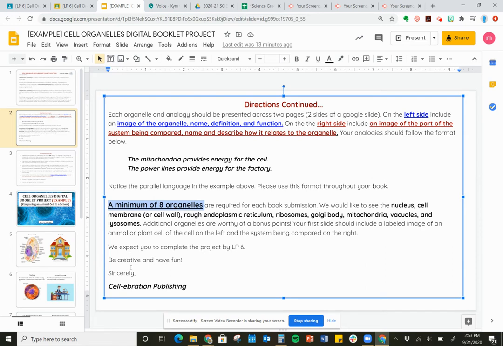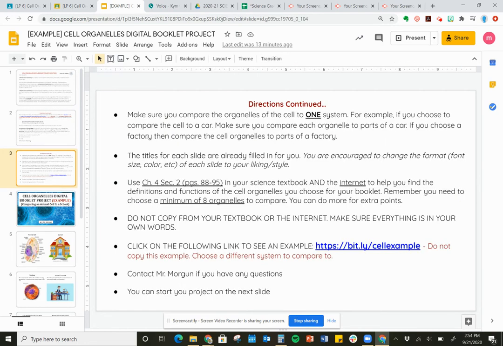We expect for you to complete this project by LP6. Be creative and have fun. Sincerely, Celebration Publishing. So those are your directions on slide number 3. Let me clarify it here a little bit more.